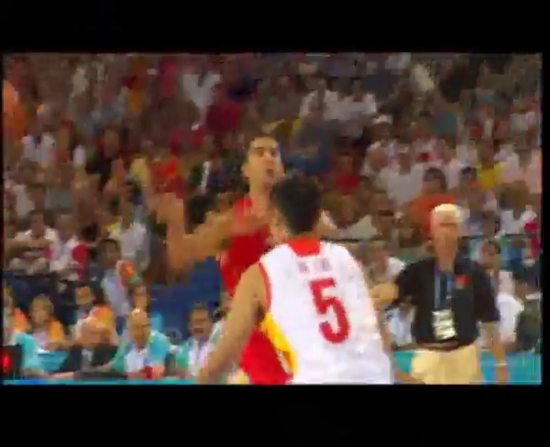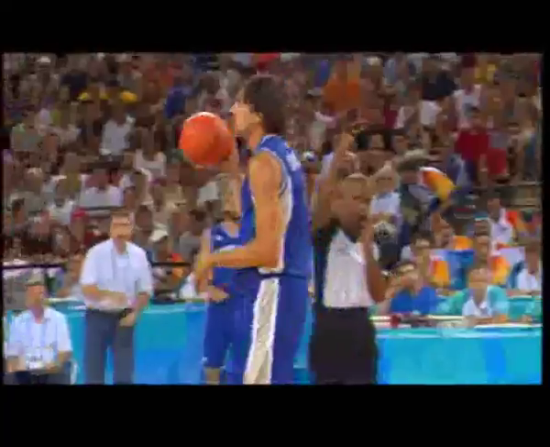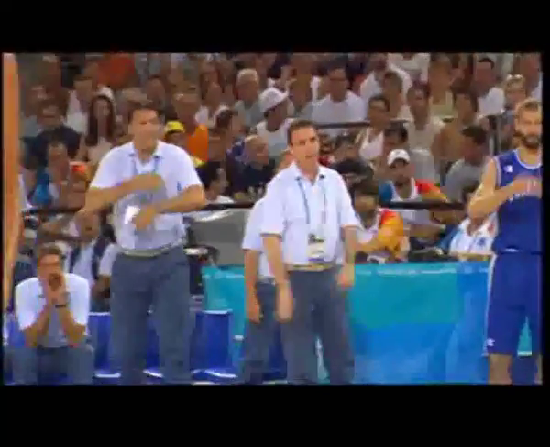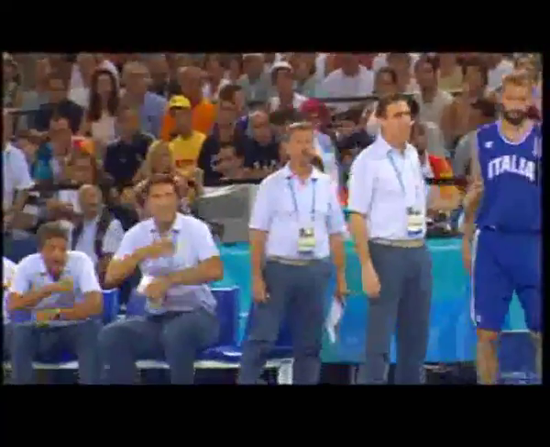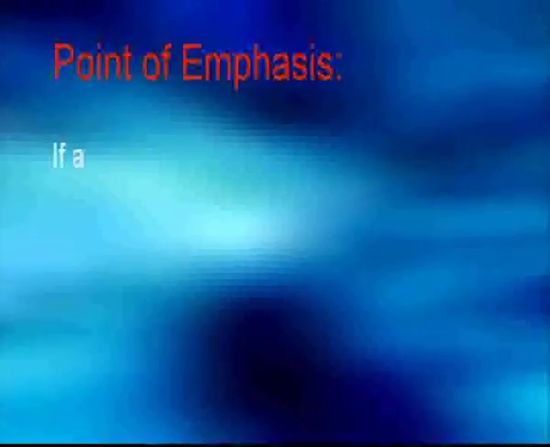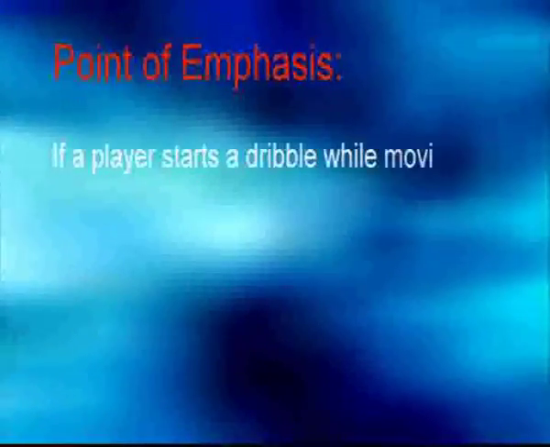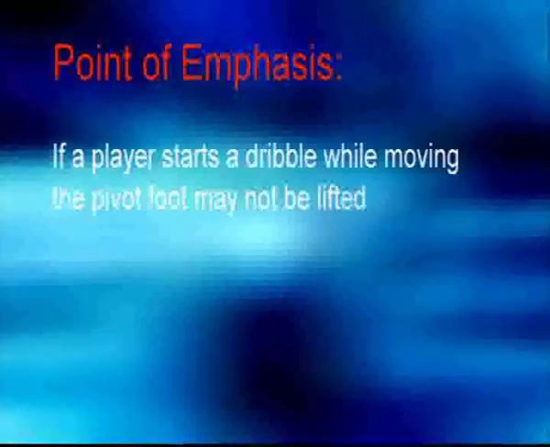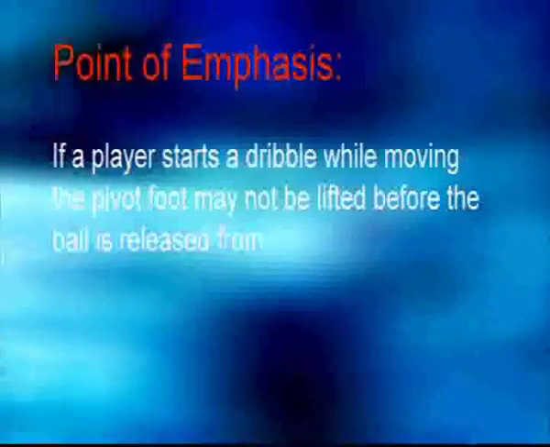The movement of the player on the court while holding a ball is covered in the rules in Article 25, Traveling, and it is always an area of concern. Point of emphasis. If a player starts a dribble while moving, the pivot foot may not be lifted before the ball is released from the hands.